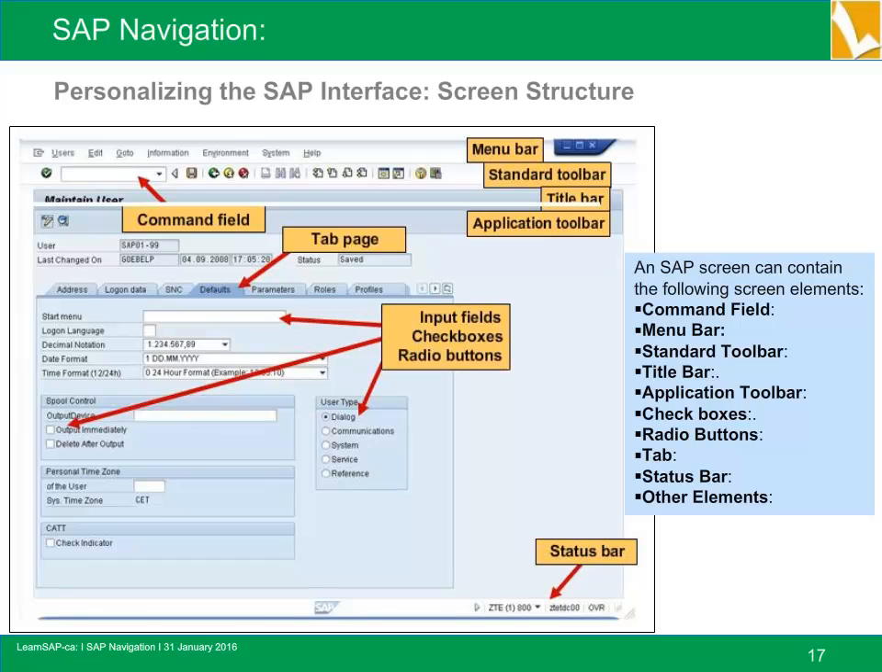Application toolbar. The application toolbar shows the buttons available in the application you are currently using. Checkboxes. Checkboxes allow you to select several options from a group of fields. Radio buttons. Only one radio button option may be selected. Tab. A tab page allows you to organize several screen areas to improve clarity and organize data. Status bar. The status bar displays information on the current system status, such as warnings and errors. Other elements include input fields and buttons.